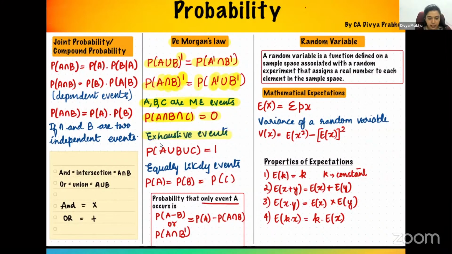Next, exhaustive events. Exhaustive events means P of A union B union C will be equal to 1. If you remember, I told you all of them put together is exhaustive events. So all these put together is the sample space, which is 1. Okay. Next, if they are equally likely events, like we discussed, that is when you toss a coin, the probability of getting a heads and probability of getting a tail, both are equal. So equally likely events means P of A equals P of B equals P of C. Okay. All three have same probability, that is equally likely events.